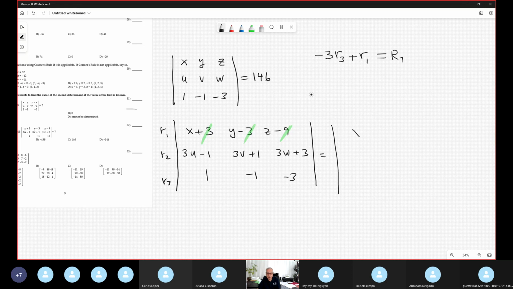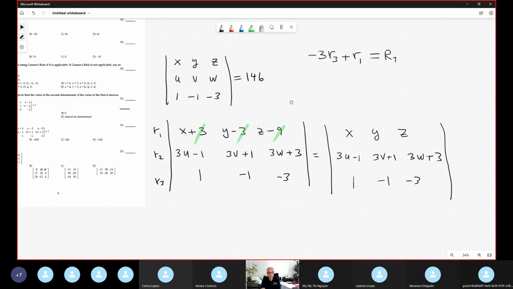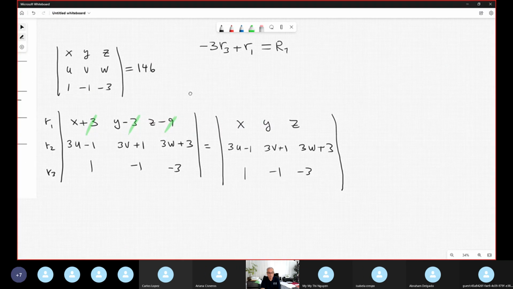So it's x, y, z, 3u minus 1, 3v plus 1, 3w plus 3. And I stay with the famous 1, negative 1, and negative 3. Do you see the transformation? Do you see? I propose another transformation, but this is easier.